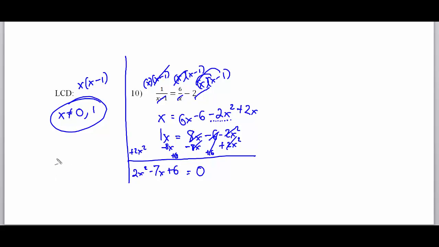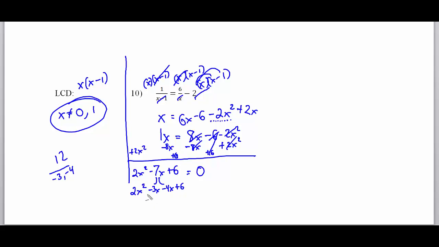Now I've got to find two numbers that multiply to make 12 and add to make negative 7. That's pretty easy. It's negative 3 and negative 4. That makes a positive 12 when I multiply them, and a negative 7 when I add them. So I split this up into negative 3x minus 4x. I also could have had negative 4x minus 3x. And I get a 4-term problem.